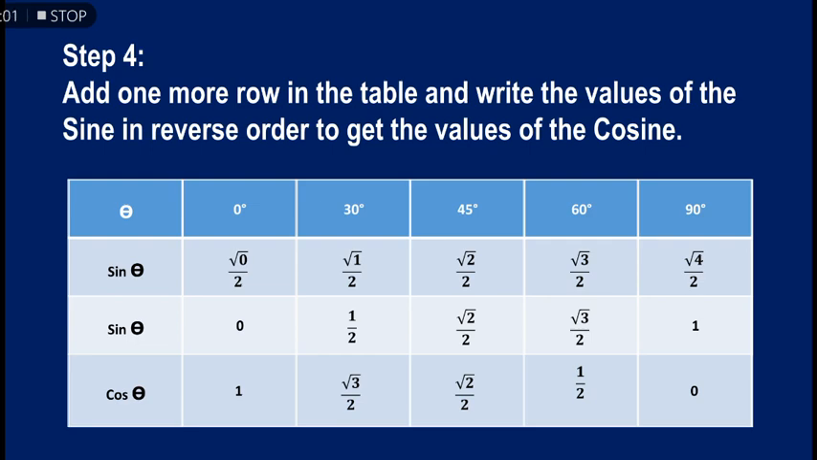So cos of 0 degree is 1, cos of 30 degrees is half of square root of 3, cos of 45 degrees is half of square root of 2, cos of 60 degrees is 1 by 2 and cos of 90 degrees is 0. Wow, it's amazing, is that it? Let's move forward. Step 5.